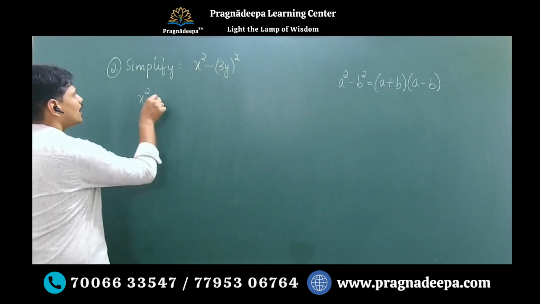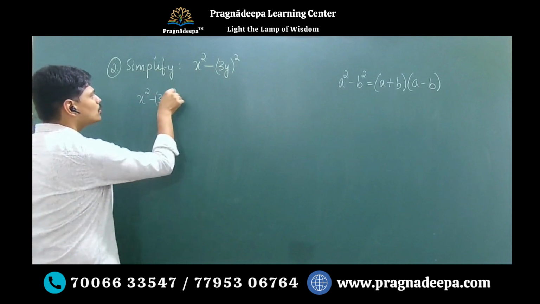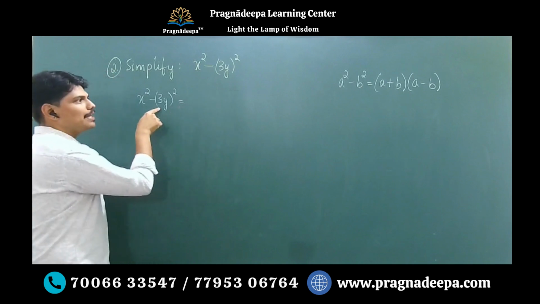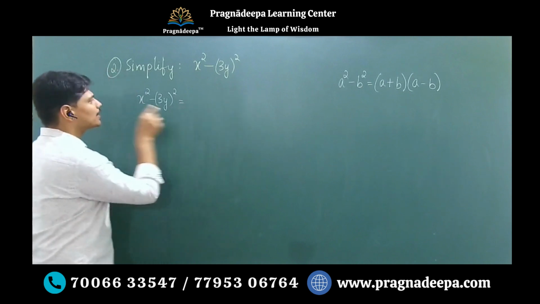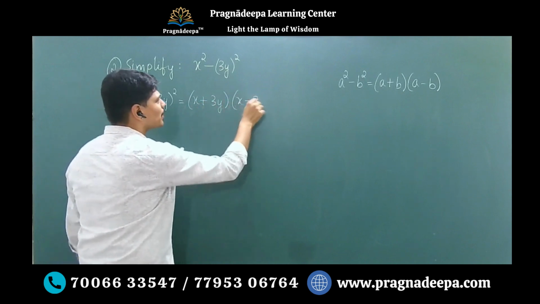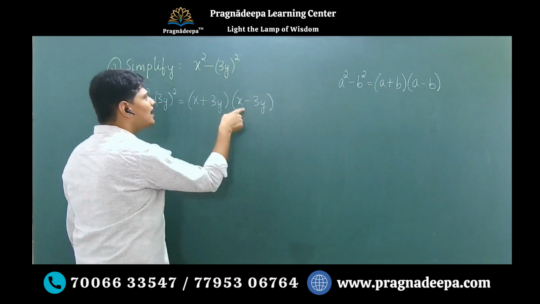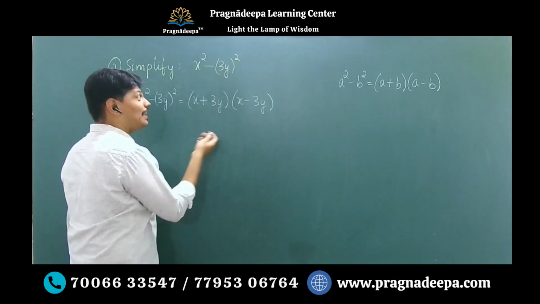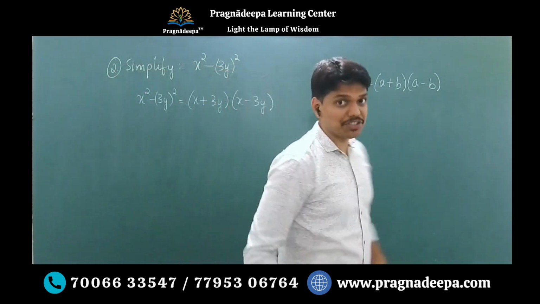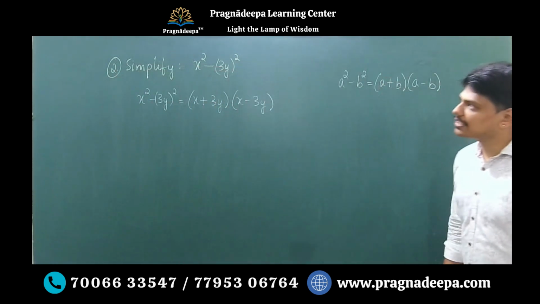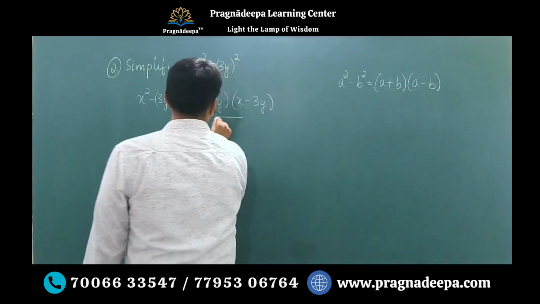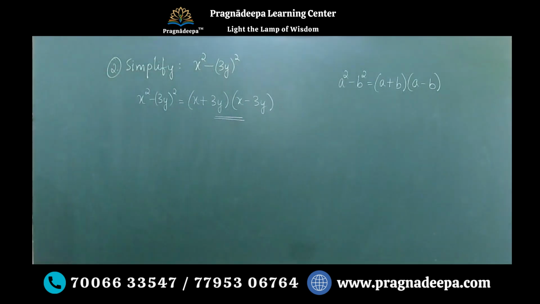So again, x squared minus 3y whole squared is equal to, in the place of a, students, take x, in the place of b take 3y. So again, x plus 3y times x minus 3y is the simplification of this, or even I can use the word factorization. Factorization of an algebraic term. So you are learning two problems in this problem. So this completes the problem.